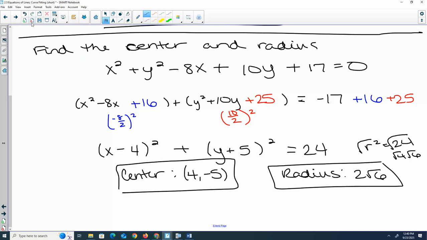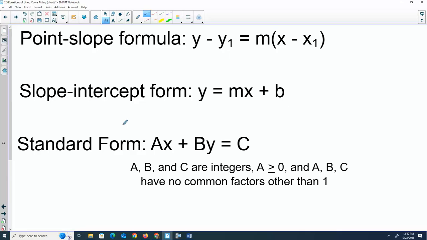So, equations of lines. We have different options for writing it. So, point slope formula, remember in that x1, y1 represents a point on the line. x and y are just your variables, x, y. And m is always our slope. Slope-intercept form, y equals mx plus b, that's what we see when we're graphing all the time.